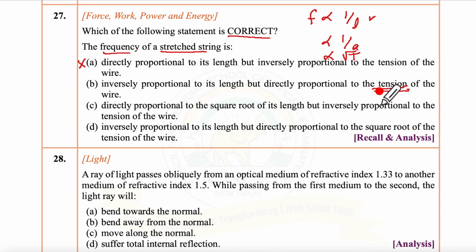So I want to check for something more. Directly proportional to square root of length? No. But inversely proportional to tension? No. Inversely proportional to length is correct. Directly proportional to the square root of tension? Yes. This is the correct one. So here they just talked about the tension. We should have talked about the root of tension. Okay, so that's why this is wrong.